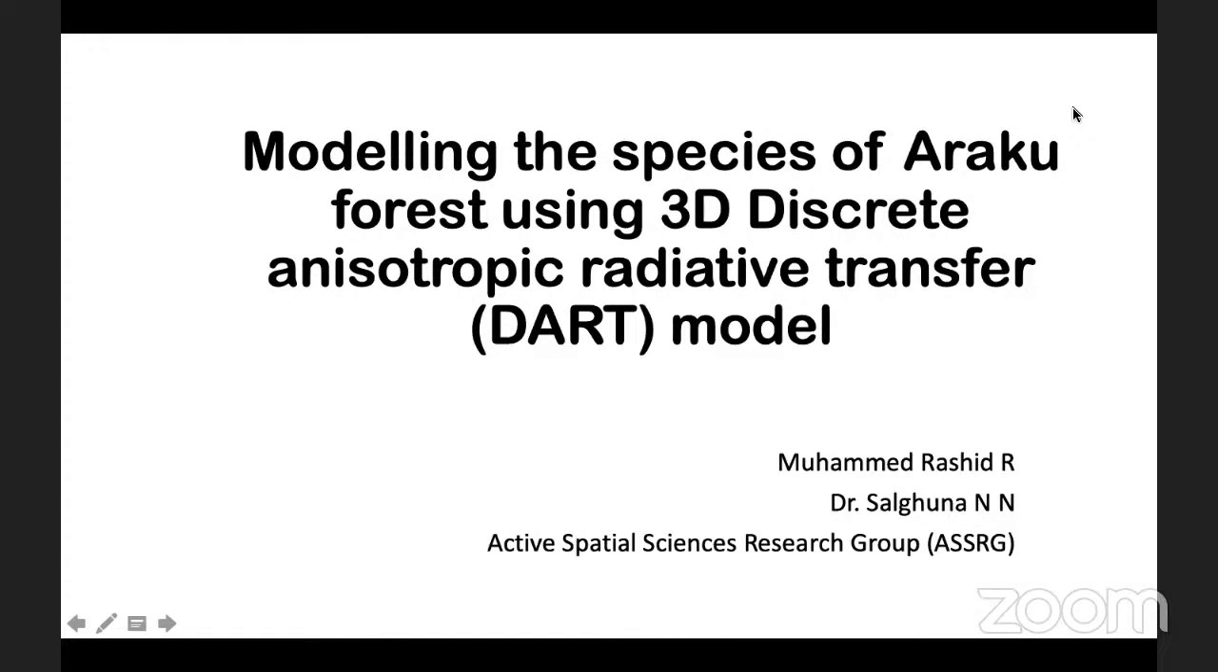I have worked in DART software. The topic which I am going to discuss is modeling the species of Araku forest. Araku is a forest which is situated in Andhra Pradesh, a state in India, using 3D discrete anisotropic radiative transfer model, means DART model.